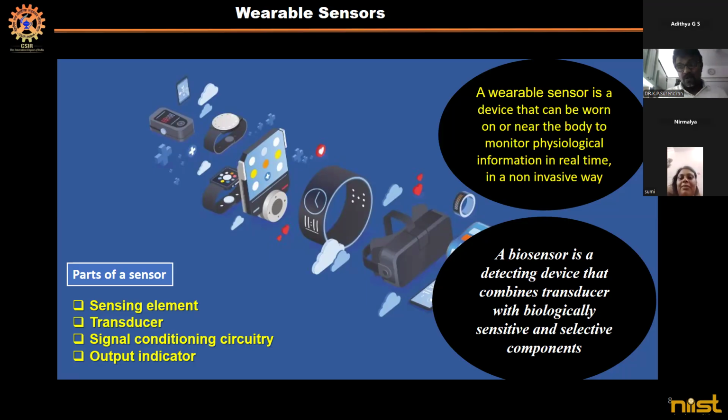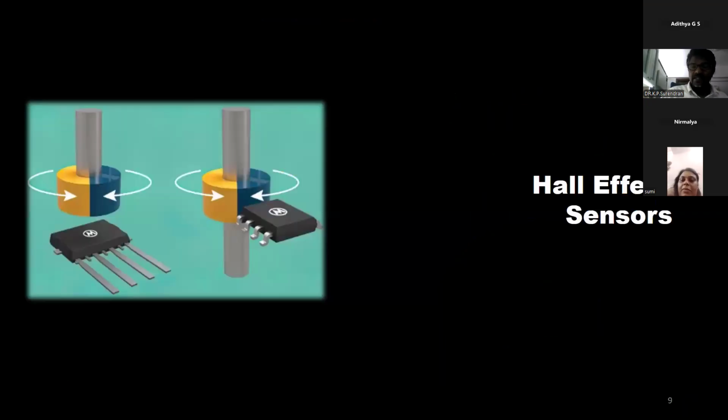I mean, something not weird, something worn on your body. So a biosensor means a device that combines the transducer with biologically sensitive and selective components. That means a biological sensor, or biosensor, is sensing anything that is in your body, like your heartbeat, your sweat, your blood, your disease, or anything that you have to worry about or be happy about in your body. That is going to be sensed by a sensor, and this is called a biosensor.